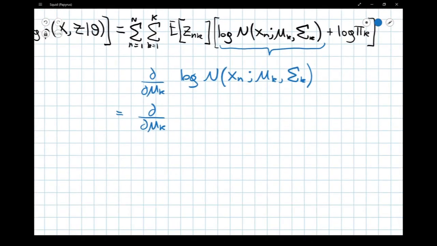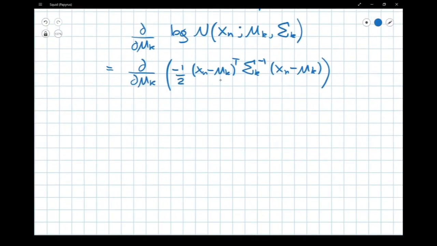Okay, so if you only keep the things that are a function of mu_k in here, what you end up with is this stuff that you'd see normally with the Gaussian. So we're going to end up with this half. We're going to have an (x_n minus mu_k) transposed multiplied by the inverse covariance matrix multiplied by (x_n minus mu_k). And like I said, plus some other stuff which doesn't depend on mu_k.